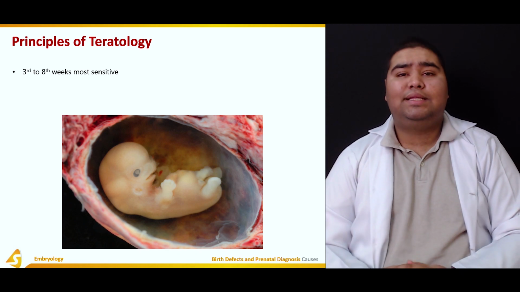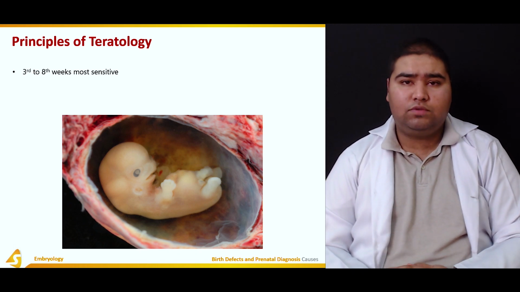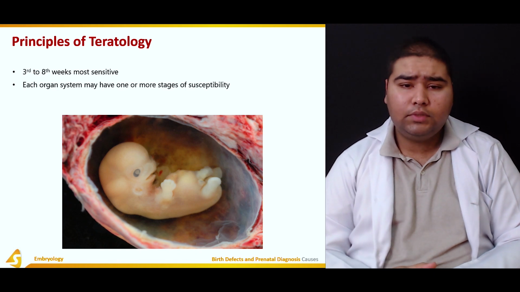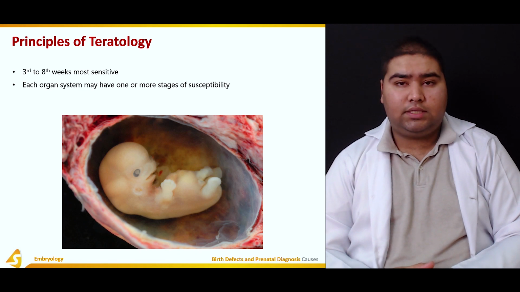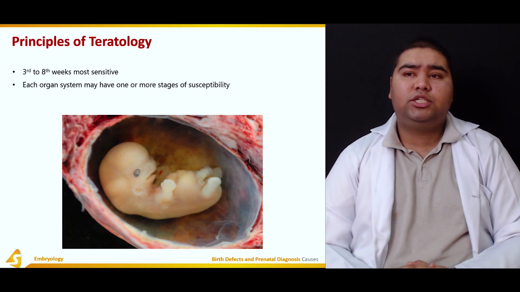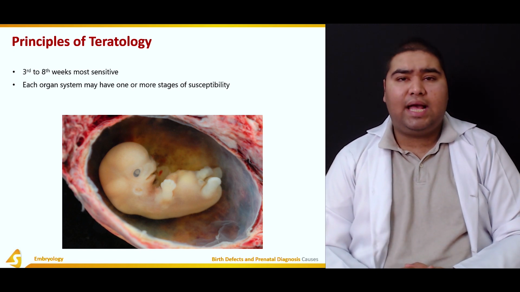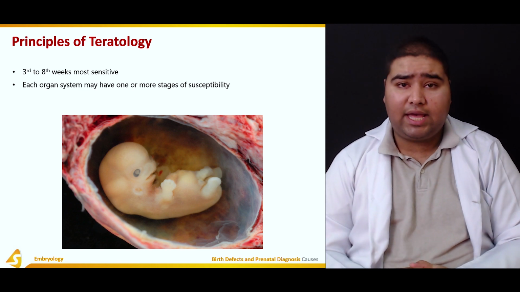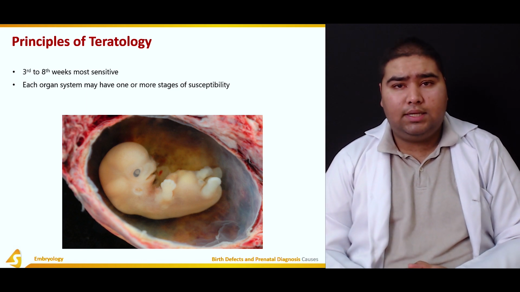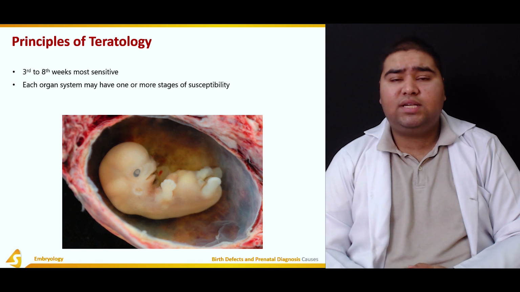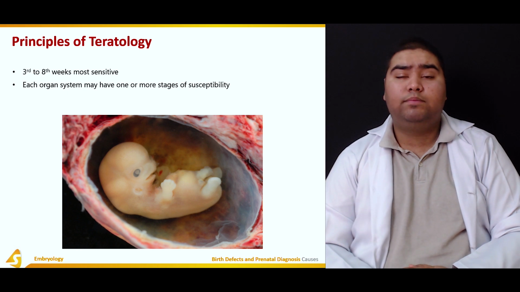Why is that? That is because it is the period of embryogenesis during which all organs, tissues, and systems are being made. Each organ system may have one or more stages of susceptibility. Now, this is a very important concept. Initially, it was thought that there are specific checkpoints at which a teratogen can act and only a certain type of birth defect can be produced. Now, it is thought that there may be multiple sites or multiple checkpoints at which a certain teratogen may act, and it may cause multiple types of birth defects.